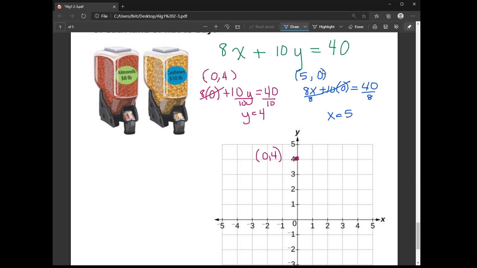So if I don't want to buy any cashews, I could instead buy 5 pounds of almonds, because almonds are way better than cashews.